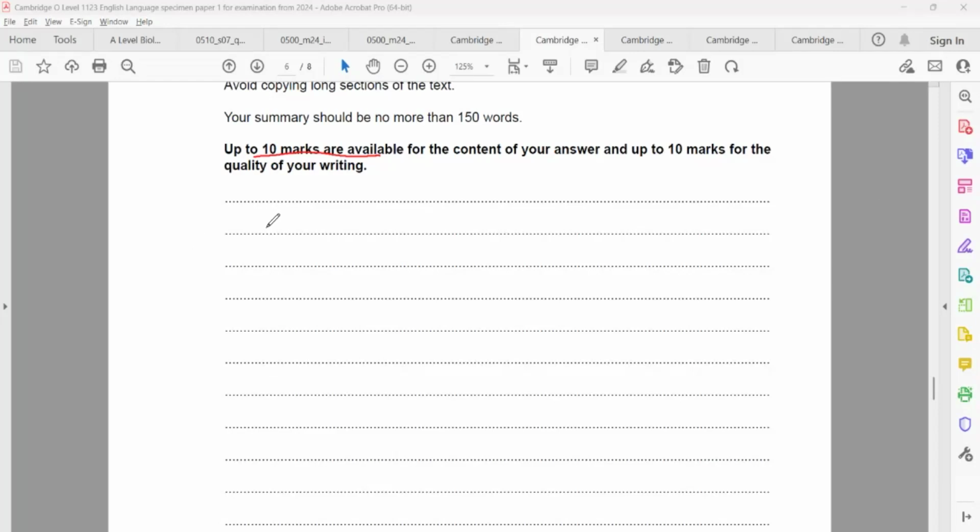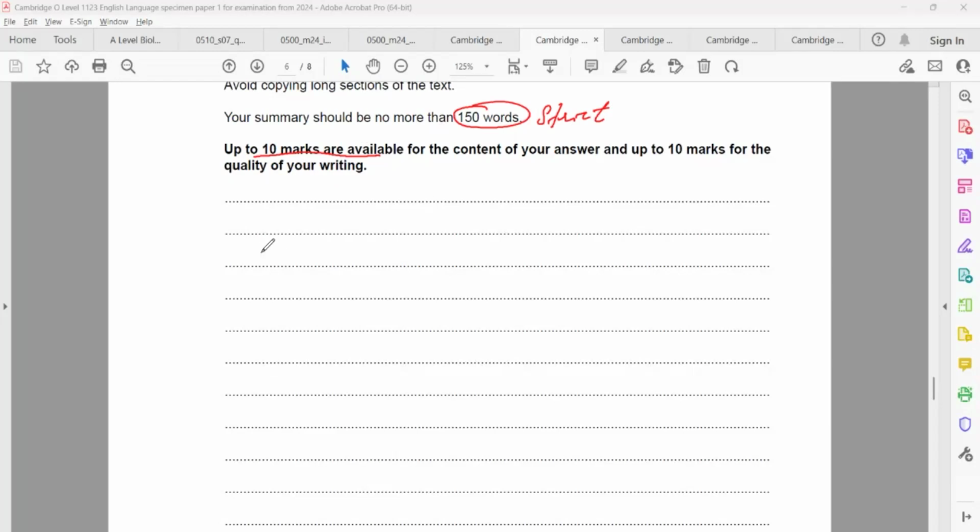Okay, so you've got 10 marks available for content. And in a summary, you can see your word limit is very low, right? And I mentioned that in our previous class, that it is a strict word limit, and you need to add 10 content points in those many words.